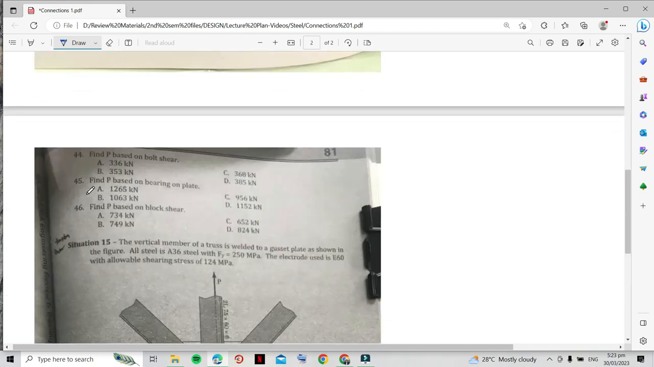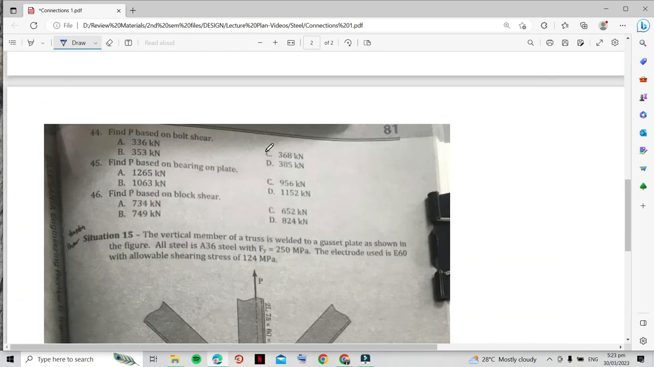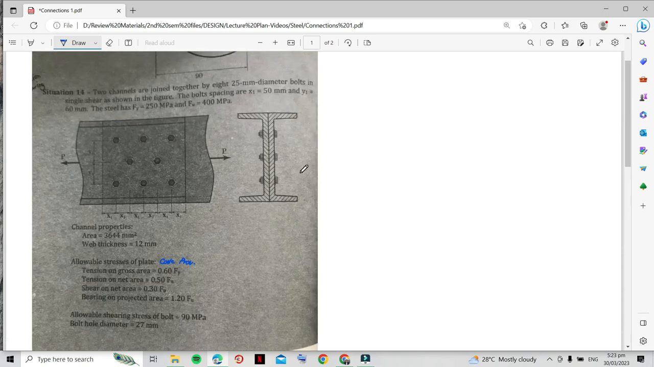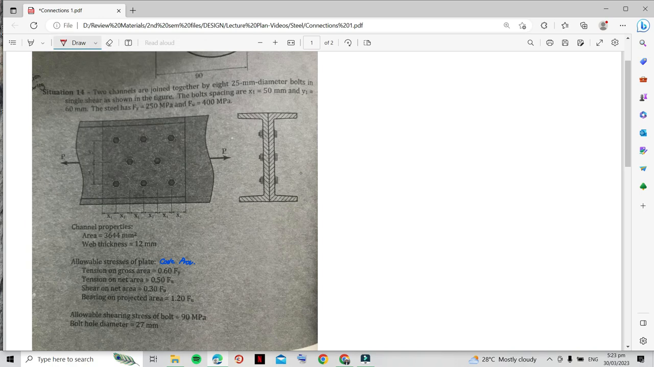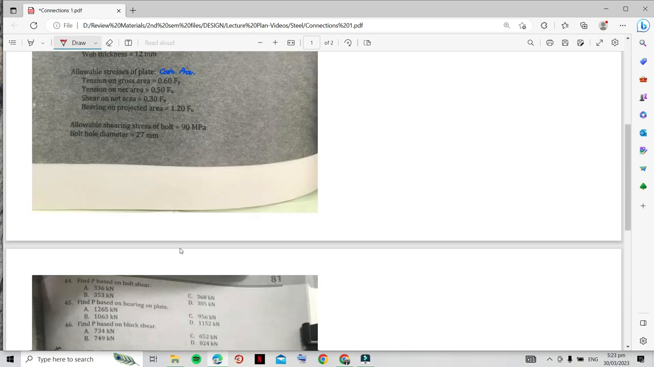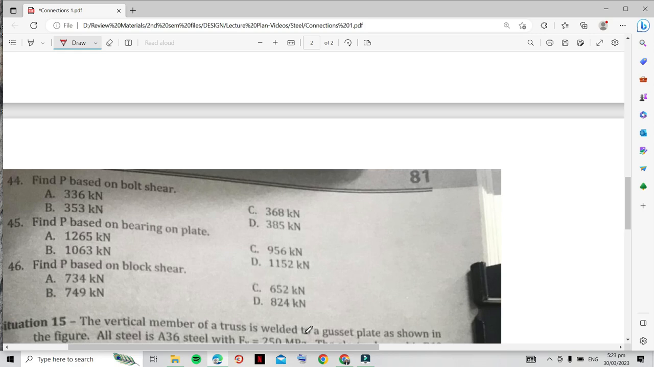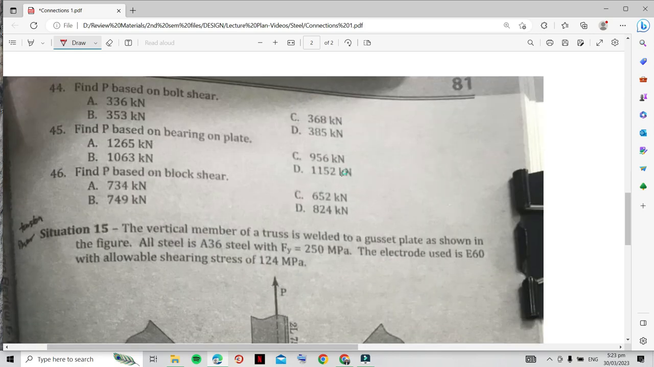The question is, find P based on bolt shear. So basically the failure is that the bolts will fail. The 8 bolts will be broken in single shear here. There are 8 bolts: 1, 2, 3, 4, 5, 6, 7, 8. By solving this problem, we have the formula: P is equal to stress times the area of contact.